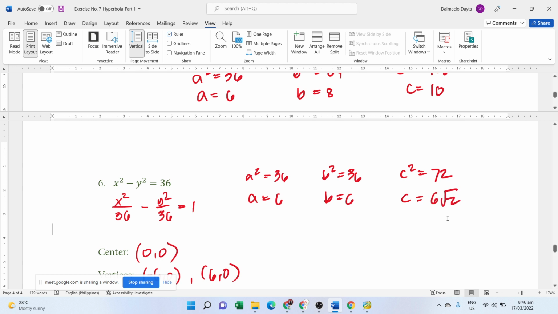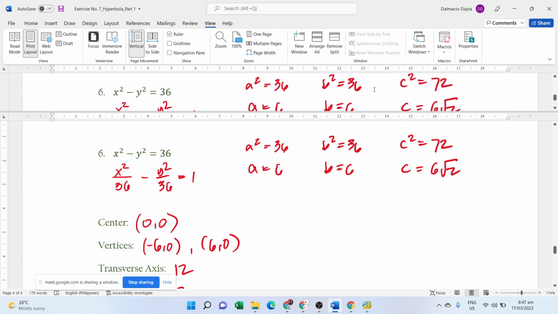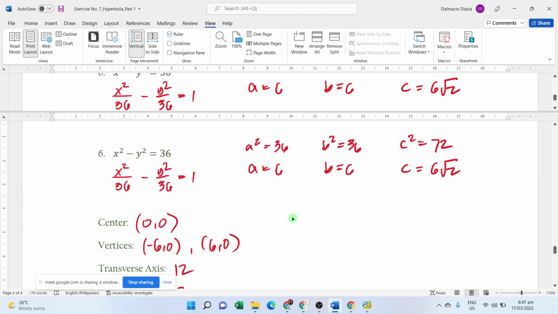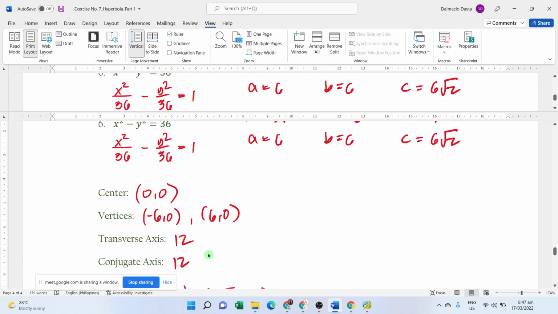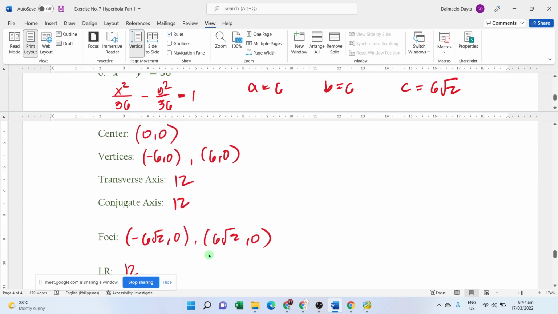Okay? So we have the center. Wait lang, move ko lang to sa a, b, and c. Yan. So we have the center, the vertices. And by the way, the positive term is x squared over 36. Therefore, the transverse axis is on or along the x-axis. So this is correct. Negative 6, 0, and 6, 0. TA and CA are congruent. Then the foci also on the x-axis, correct?